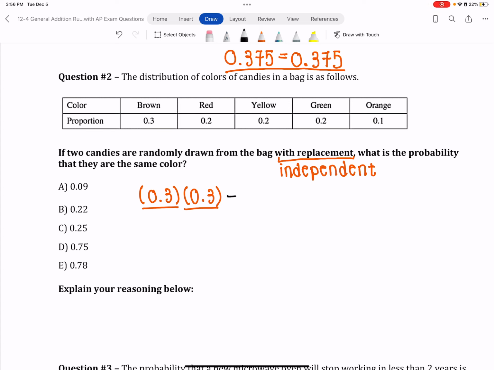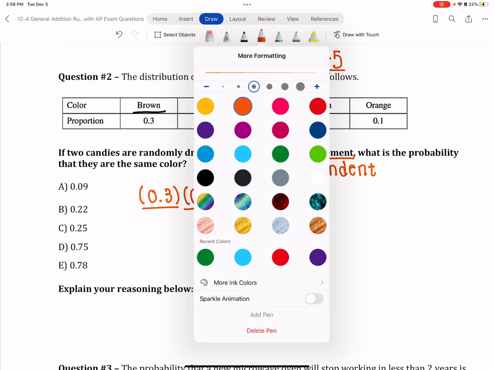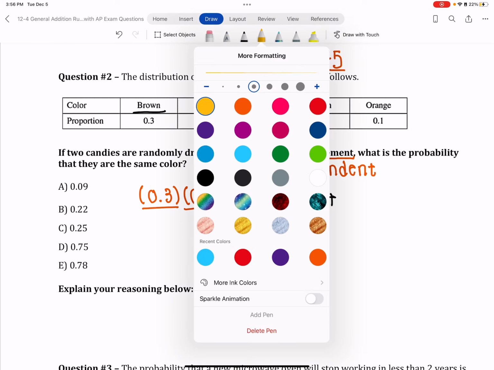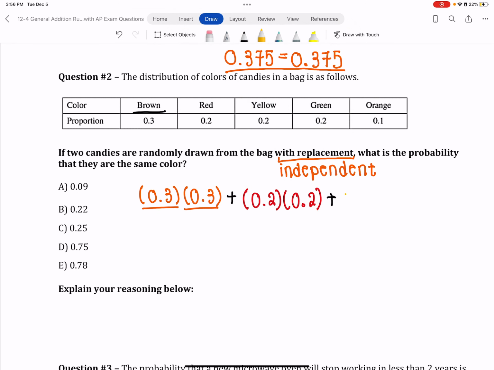Now I'm going to add that with the probability of drawing a red. Okay, so I'm going to do 0.2 times 0.2. Or really, we can write it as 0.2 squared. And then a yellow. So we have 0.2 times 0.2.